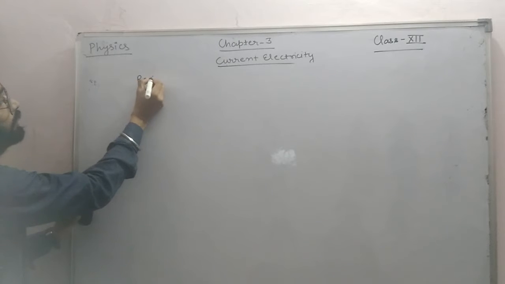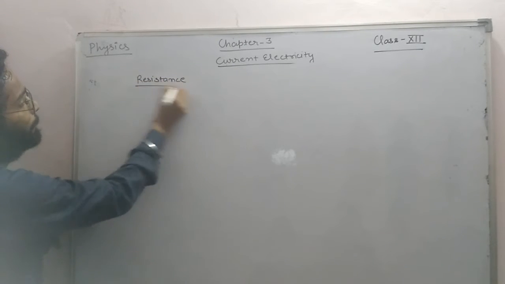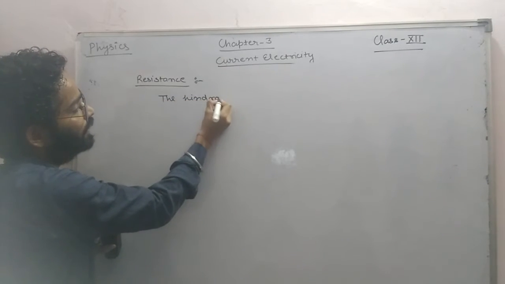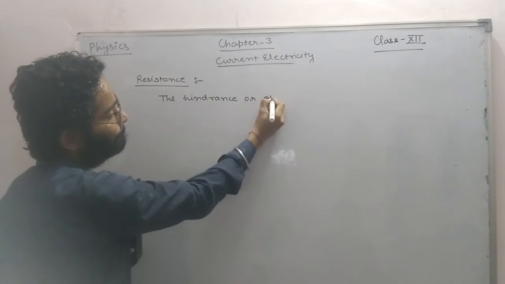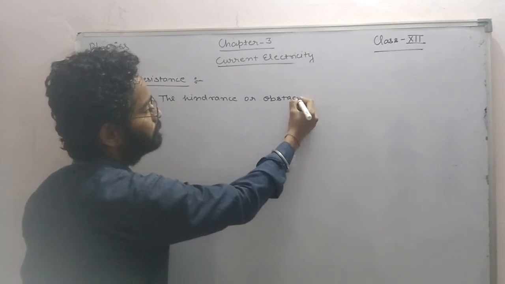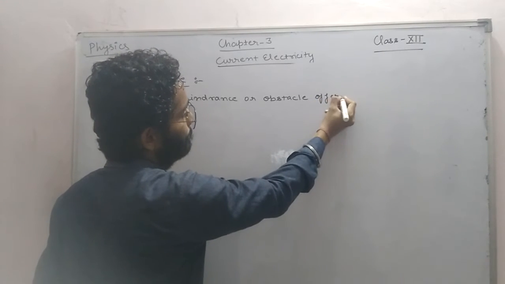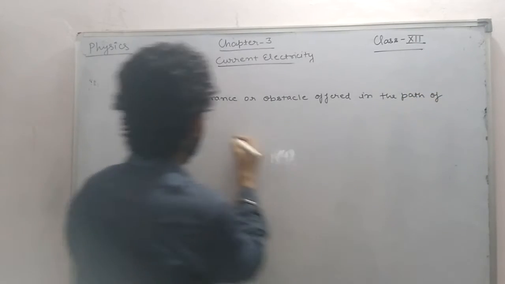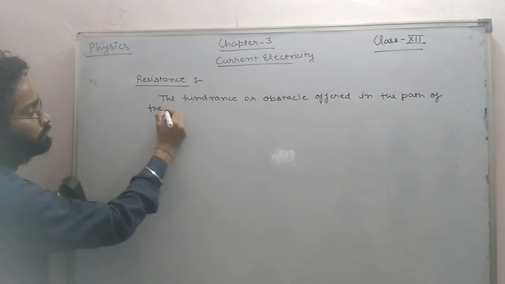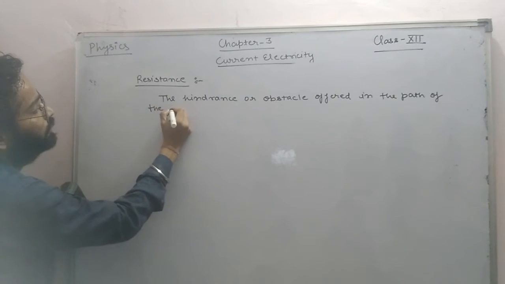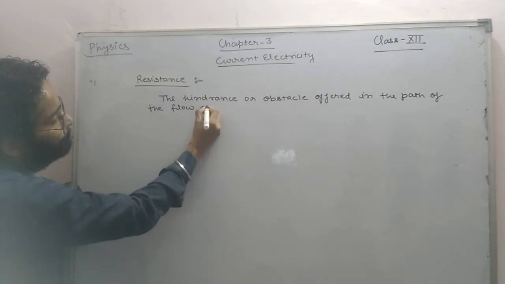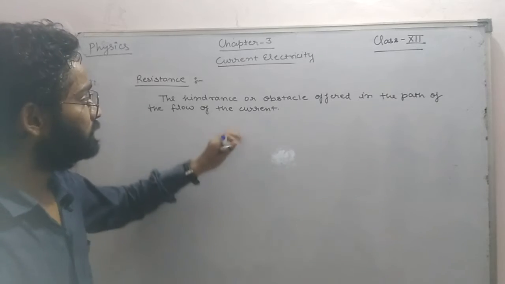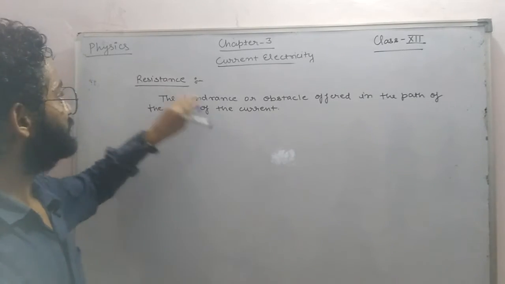Here we are going to discuss resistance. The hindrance or obstacle offered in the path of the flow of the current. So the hindrance which is offered in the path of the flow of the current, that is said to be resistance.